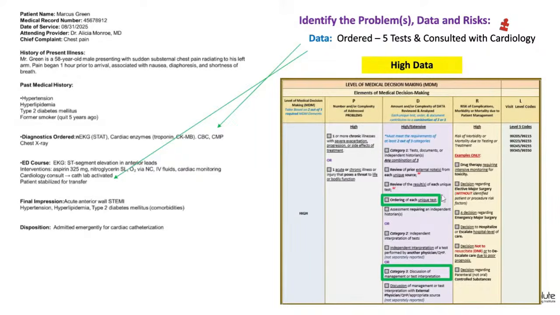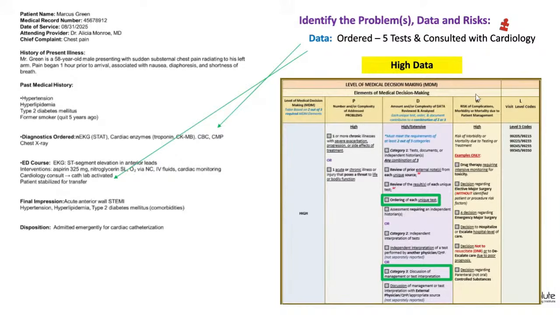We're in the high level. This is where the tests are, and this is where the patient's doctor consulted with the cardiologist, and the decision was to go to the cardiac cath lab. So we're only analyzing the data. We already established the problem, the diagnosis, that heart attack falls under high. The problem goes here, and now we're only assessing the data.